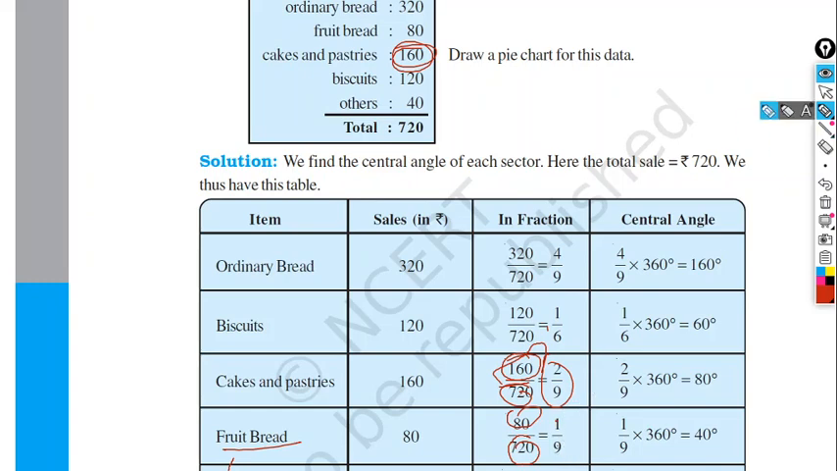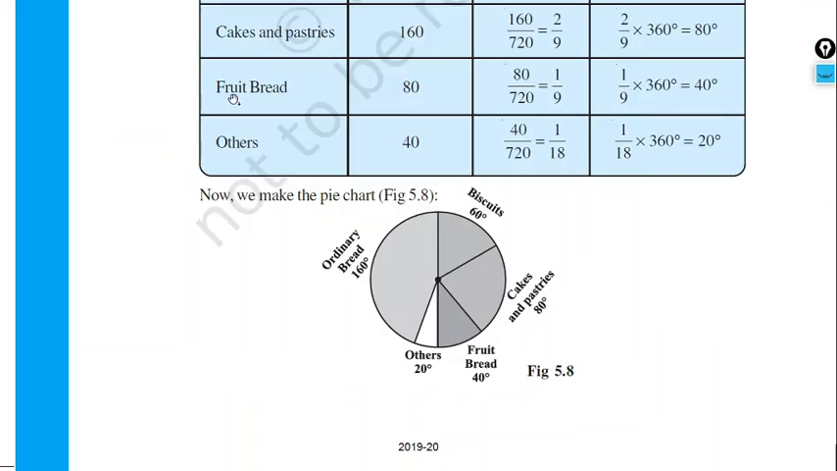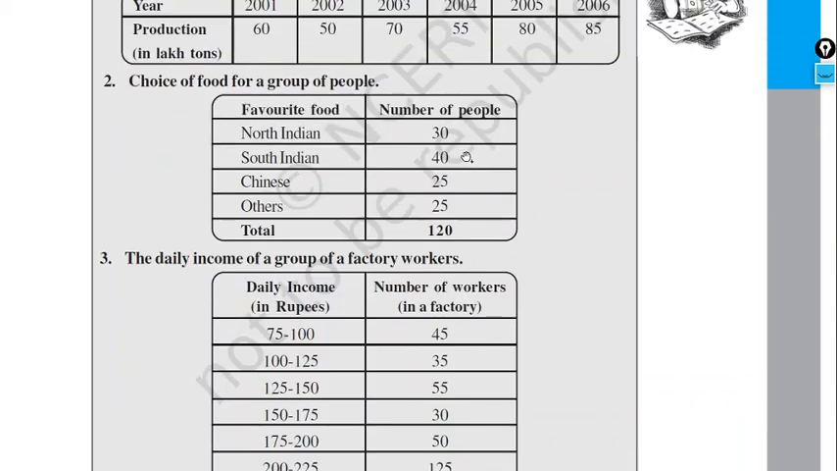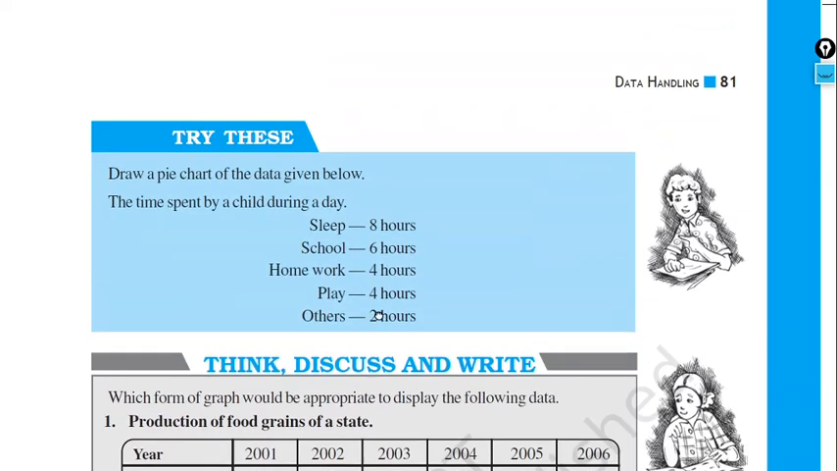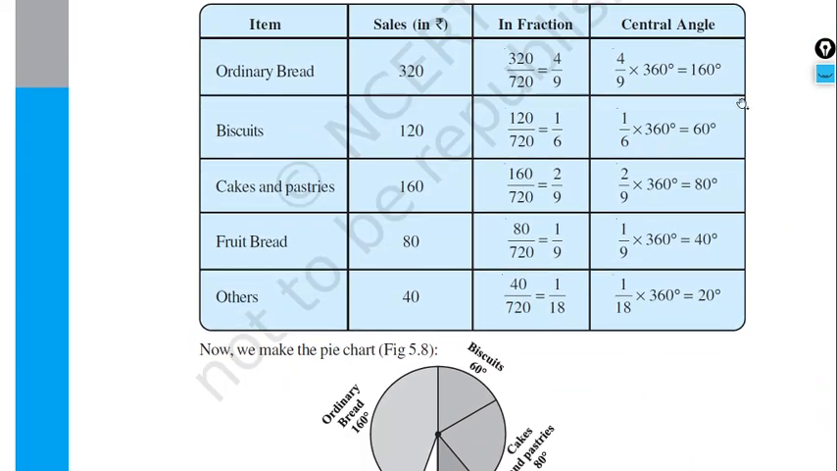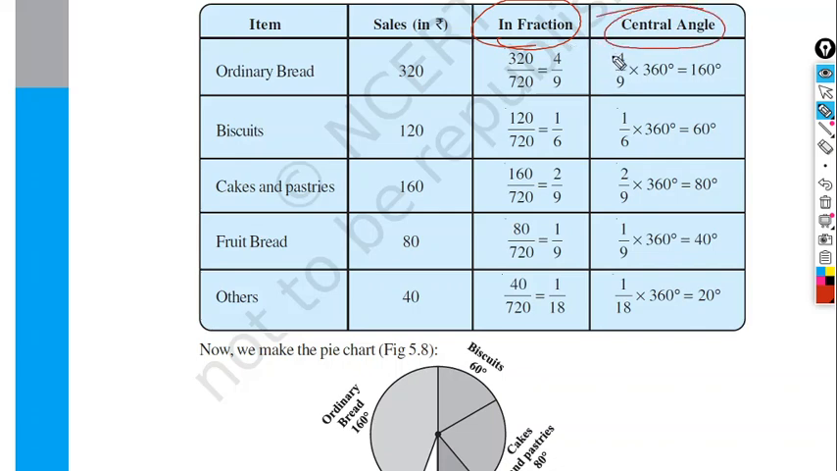Then fruit bread, then others are 40. So 40 divided by 720 equals 1 by 18. Now our table is ready, so we can move. No, it's not ready. We have not found the central angle yet. So till now we have found the fractions. Now we will move to the central angle.